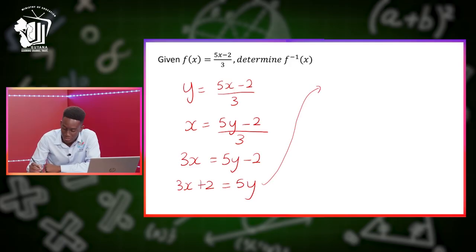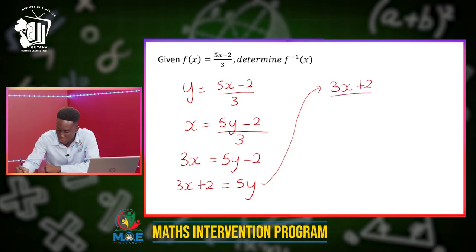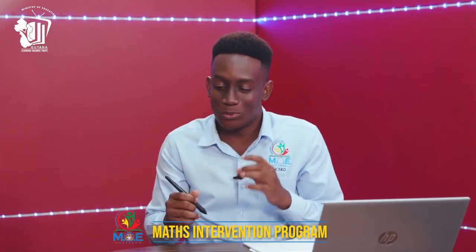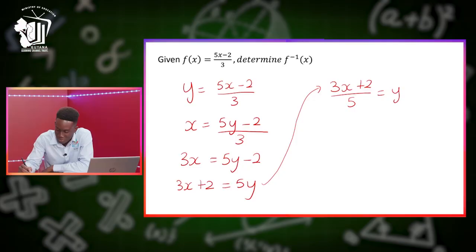And last but not least, we take over the 5. So the 5 is multiplying the y, and we take it over, it will divide. So we'll have 3x plus 2 all divided by 5 is equal to y. Then we cannot forget to put back our inverse notation. So we'll have f inverse of x is equal to 3x plus 2 all divided by 5. And that is how we find the inverse of this function. So you must remember, before we substitute anything in any inverse function, we must first find that inverse function. And then we do any substitution.